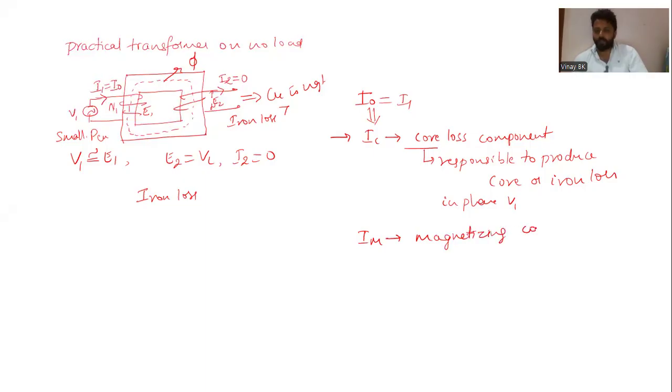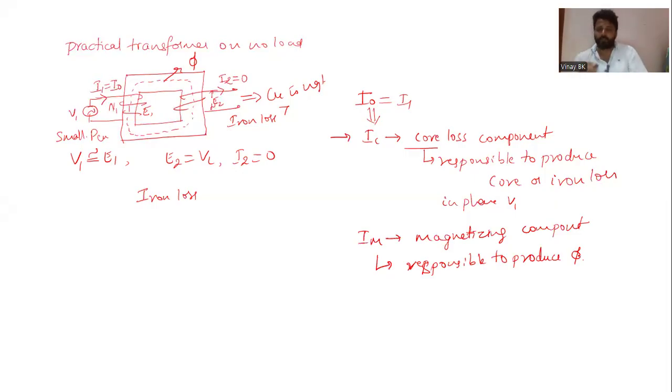The word itself says magnetizing, which is responsible to produce flux. The function of this is to produce alternating flux phi. Okay, so which means that IM is always in phase with the flux phi.